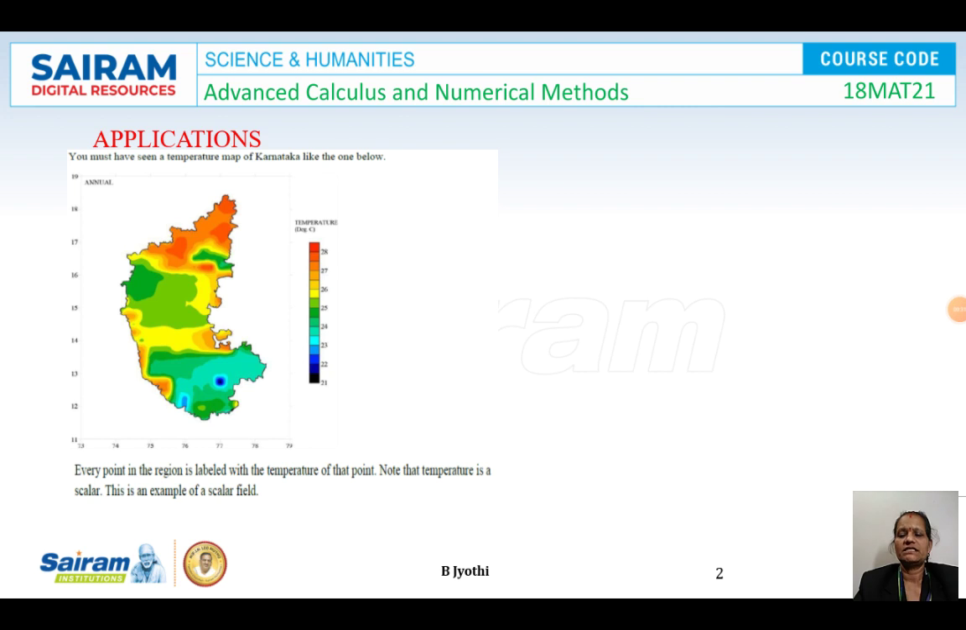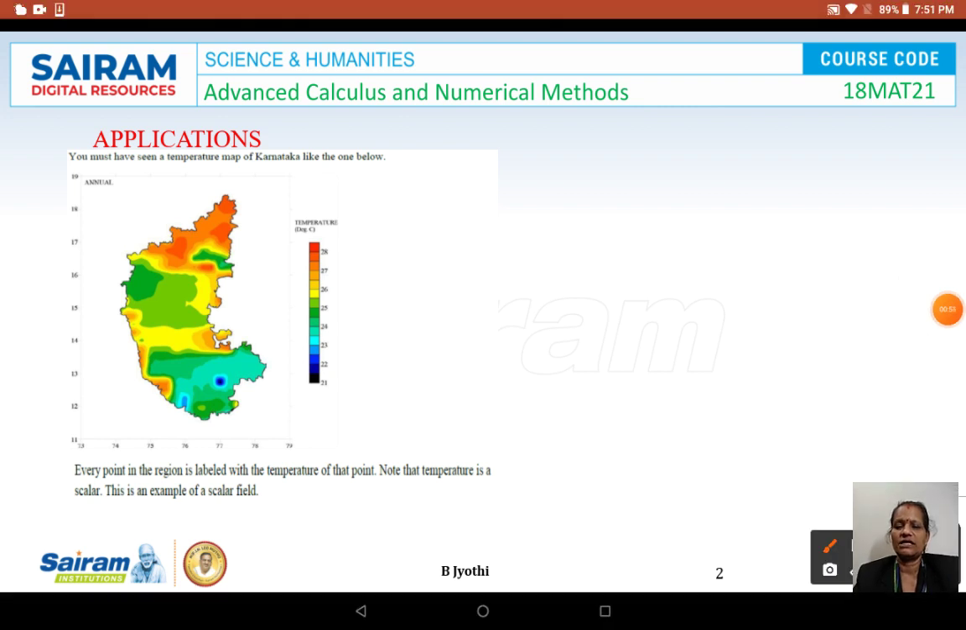Coming to the first application, you must have seen the temperature map of Karnataka like the one below. You can observe every point of the region is labeled with the temperature of the point. Note that temperature is a scalar and it is an example of a scalar field. You can see this color with a higher temperature, and the lowest one is the blue color. So these are all the variations we have, and these are the temperatures observed over here.